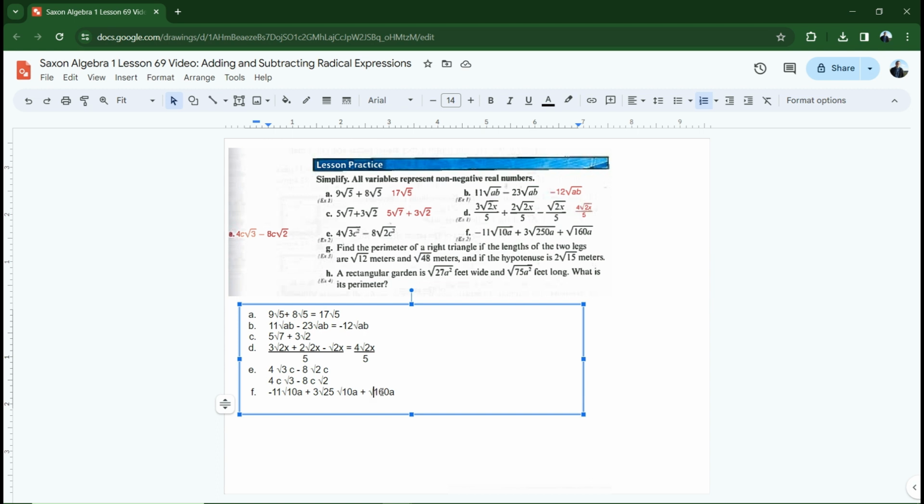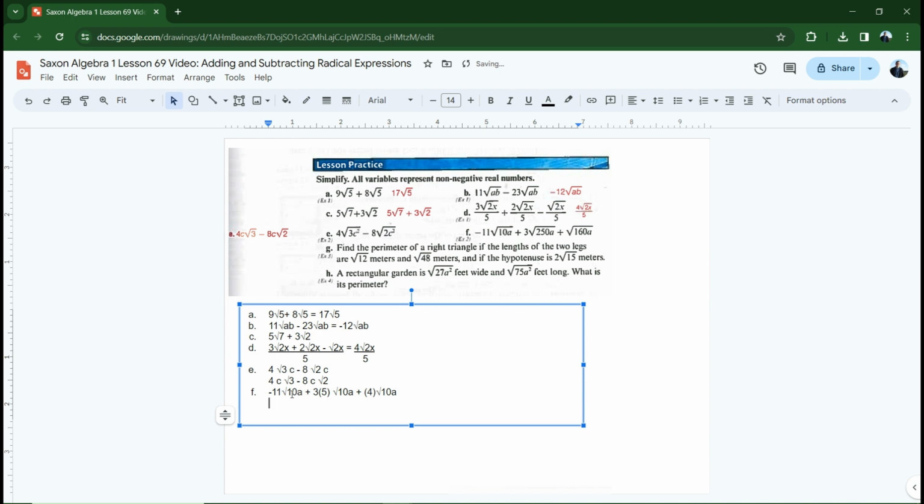160 becomes the square root of 16 times the square root of 10, because 160 is 16 times 10. So it's going to be the square root of 16 times the square root of 10a. I can simplify 25. The square root of 25 just becomes regular old 5. The square root of 16 just becomes regular old 4. And now let's just see what I have here.